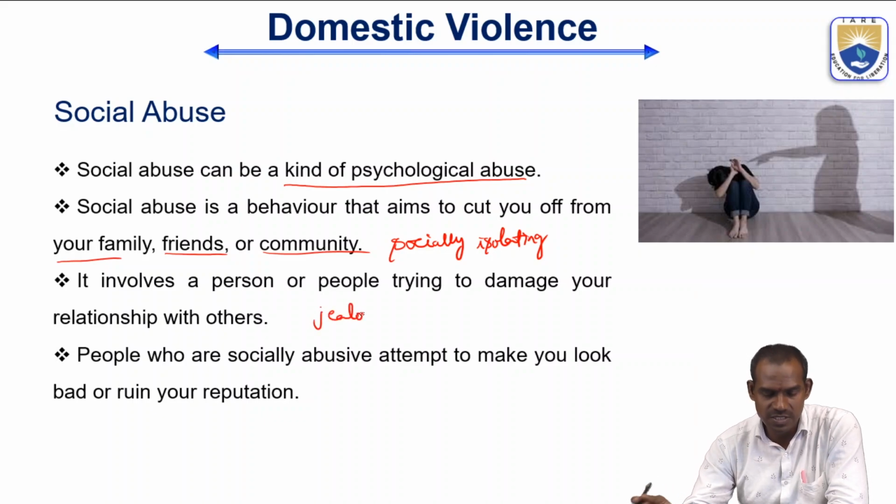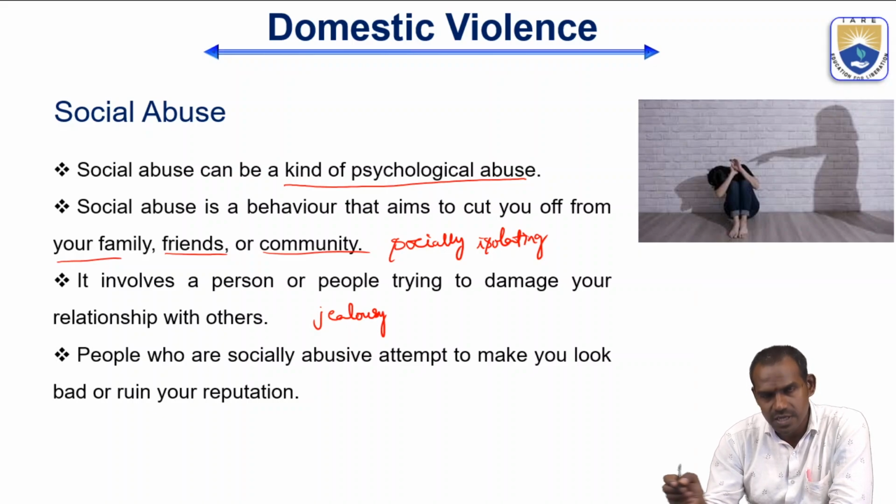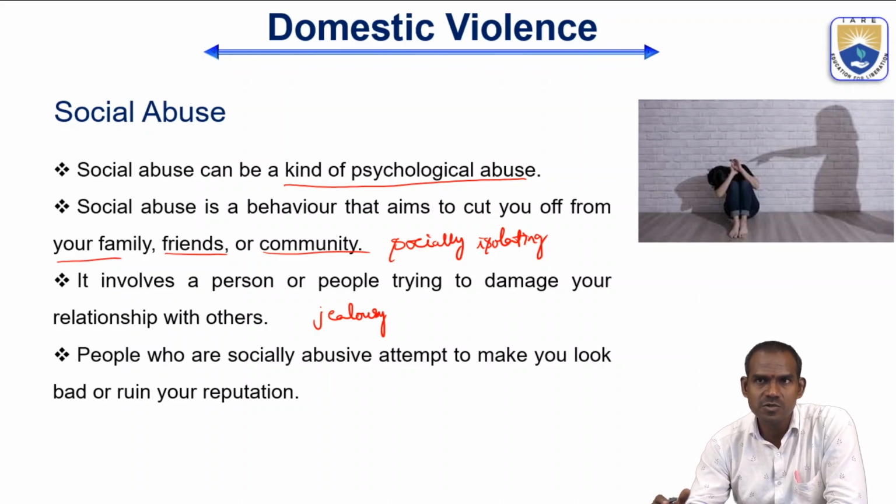Okay, it includes jealousy. If somebody is maintaining good relationships with others, somebody is socially getting good fame, then some people are jealous. Some people surrounding them, who are especially bad in understanding, who are especially less matured, will try to damage your relationship with others and try to defame you in society.